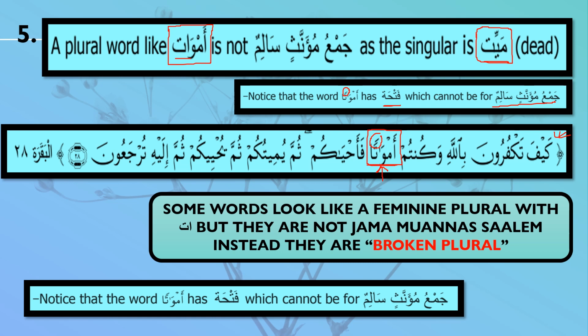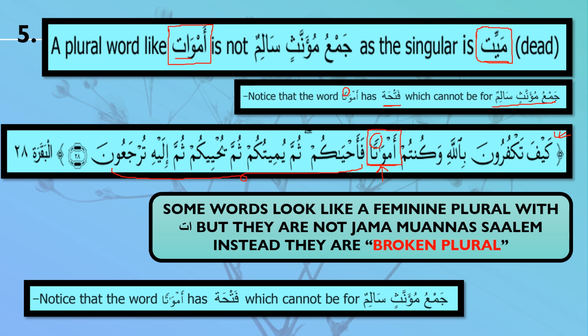فأحياكم ثم يميتكم ثم يحييكم ثم إليه ترجعون. Very nice ayah and very simple ayah. كيف تكفرون بالله means how can you disbelieve in Allah? وَكُنْتُمْ أَمْوَاتًا, you were dead, then Allah brought you to life. وَأَحْيَاكُمْ, and He gave you life. ثُمَّ, and then يُمِيتُكُمْ, and then after giving. Now this is all the cycle of life going on, as you can see.